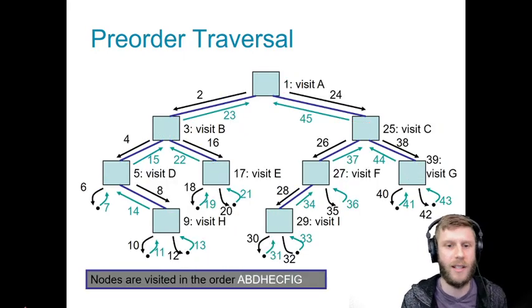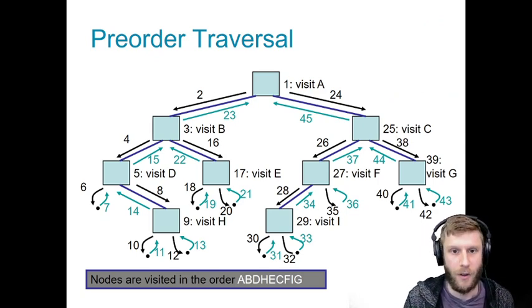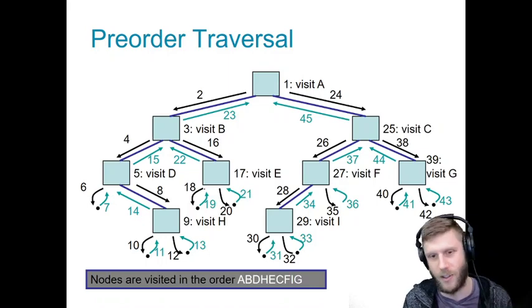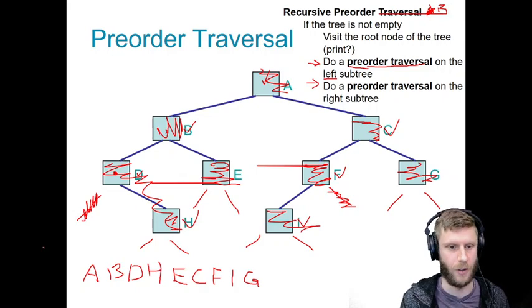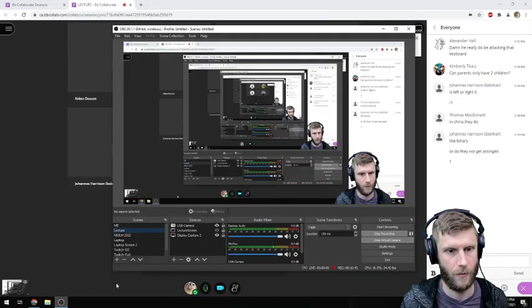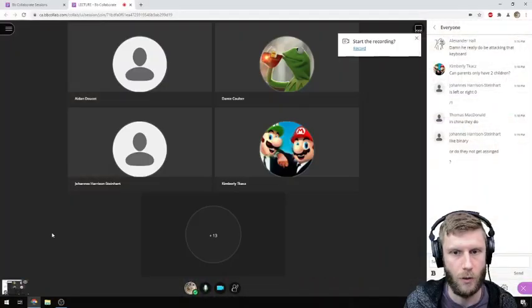Here's a slide that's basically showing the steps. 1, 2, 3, 4, 5, 6, 7, 8, 9, and so on. But we just did it basically together here. But are there any questions about the pre-order traversal? I'll give you a second if you got any. Well, maybe not. Seeing none, we'll go to the in-order traversal.